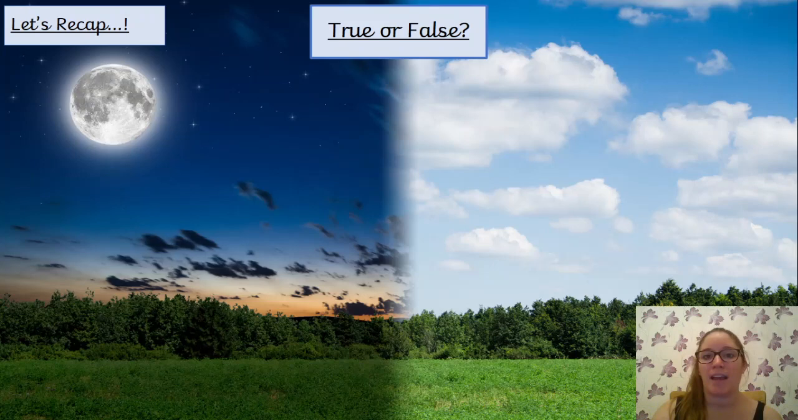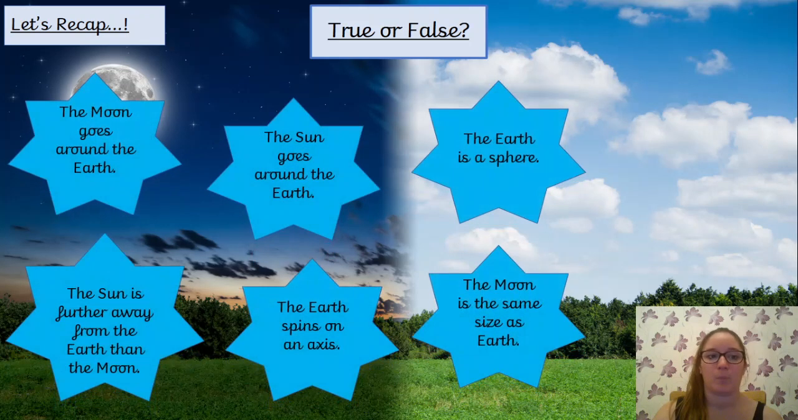Okay, let's have a quick recap. True or false? Okay, so we've got some options here and you need to decide whether each one is true or false. You don't need to write them down, you just need to have a think. If you want to write them down, you can, just on a bit of scrap paper, you don't need to put them in your books. Okay, so the moon goes around the Earth, the sun goes around the Earth, the Earth is a sphere, the sun is further away from Earth than the moon, the Earth spins on an axis, and the moon is the same size as Earth.